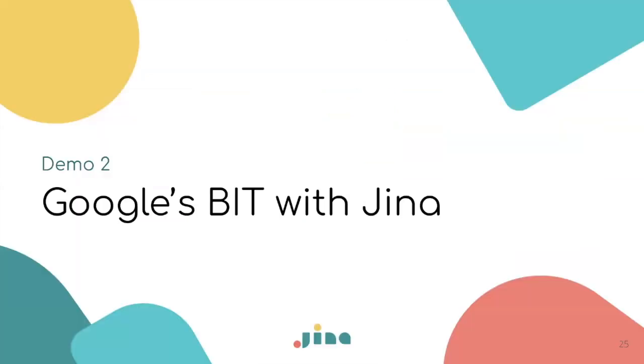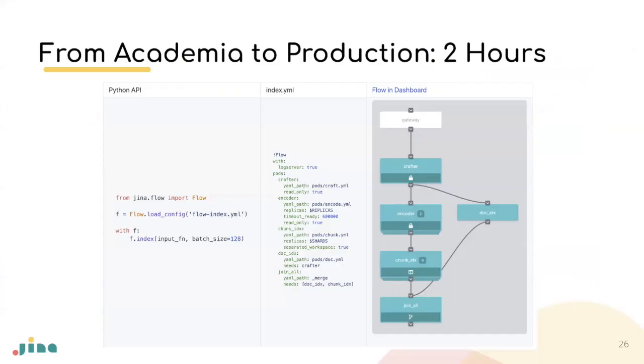Okay, so let's take a look at the second example. The second example is built on top of Google Big Transfer. This Google Big Transfer model was released in June, right? So over the weekend, I spent just one night to migrate the Google Big Transfer into production using Jina. I don't want to go into the details of the code because it's basically the same pattern as Hello World, and I just want to show you.